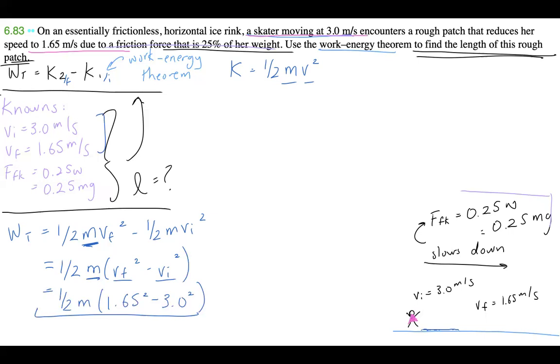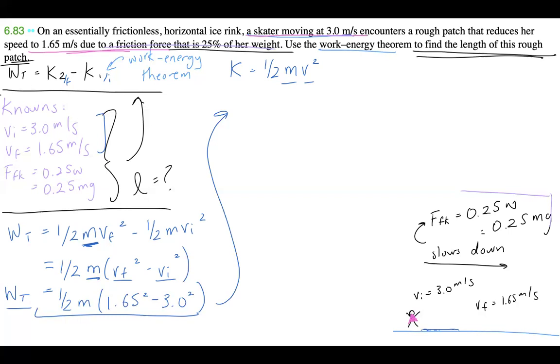But we're looking for the length of this rough patch. And I don't know about you, but I don't see length on either side of this equation. So how do we get length? All right, so now we have to dissect this equation a little bit further. Now, what is WT? Yes, it's the difference in kinetic energy, but what is the total work that's done on the particle? And in this question, we're given that information. The total work done on the particle is due to the force of friction. So right here, due to a force of friction, that's the work that's done on her.